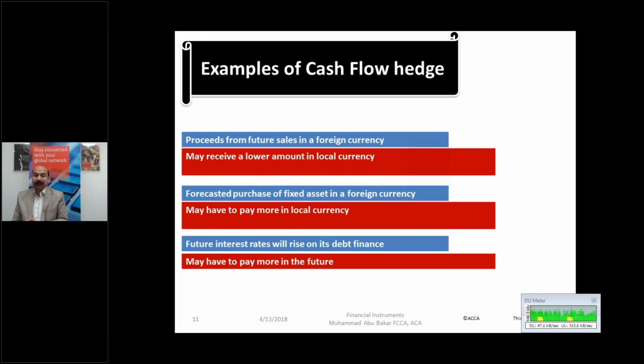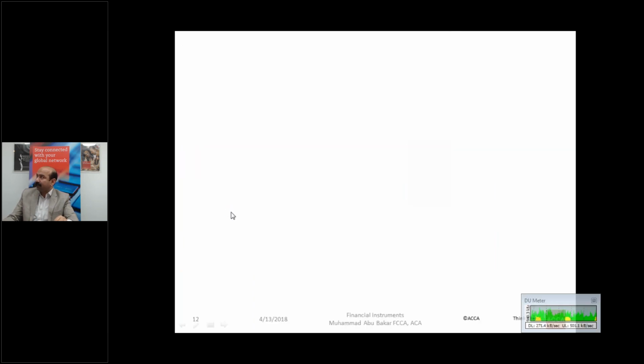Similarly, a highly probable future transaction is also a cash flow hedge. But if it is a firm commitment, then this will become a fair value hedge, an unrecognized firm commitment. But if it is a highly probable future transaction, then this is a cash flow hedge. Okay, what is the accounting treatment? Let's discuss the accounting treatment.